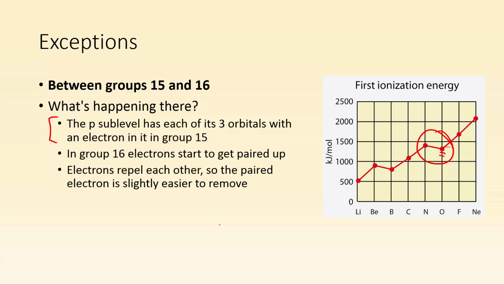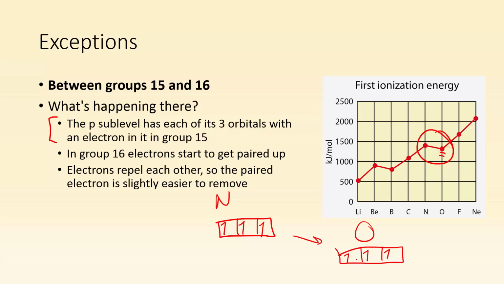So if I'm taking a look at nitrogen and I'm looking at just the P sublevel, it looks like this. It's got 1, 2, 3 electrons in the P sublevel. So that's for nitrogen, right? But when we're going to oxygen, now we have to start pairing them up. I put in 1, 2, 3, and then I have one more electron. It's got to go there. So why is that electron easier to remove?